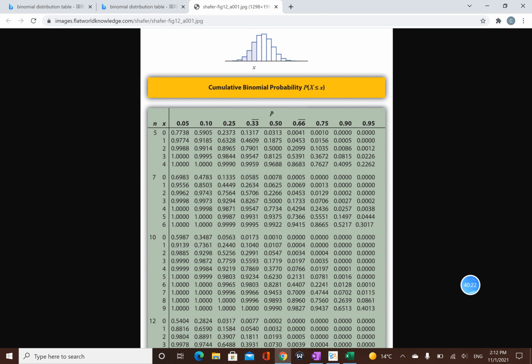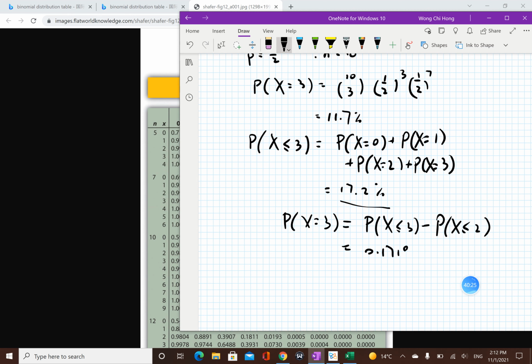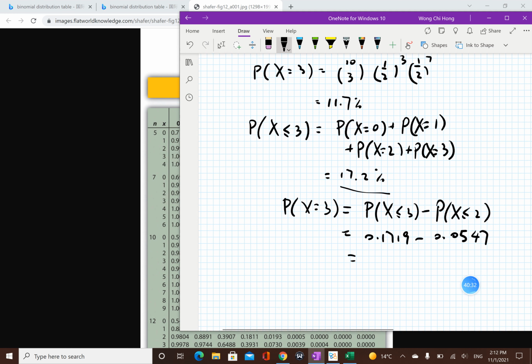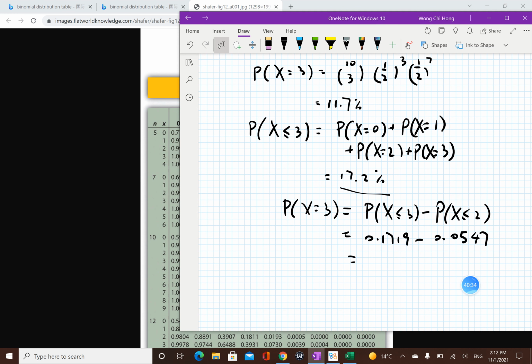0.1719 minus 0.0547. We just need to do a little subtraction to see we've got something like 0.1172. Same as what we got earlier. Okay, that's how we use these tables in your exam.